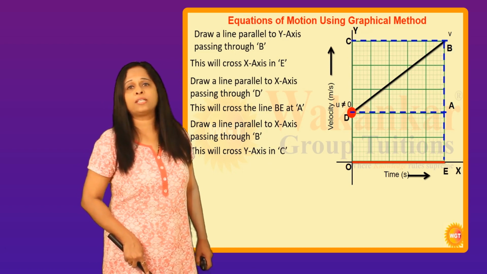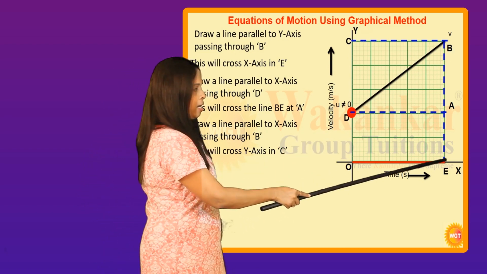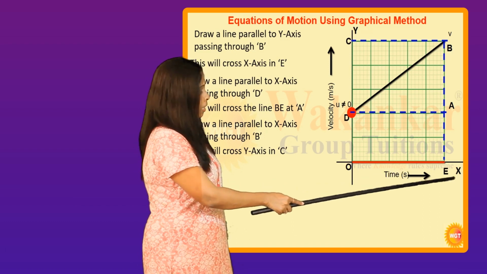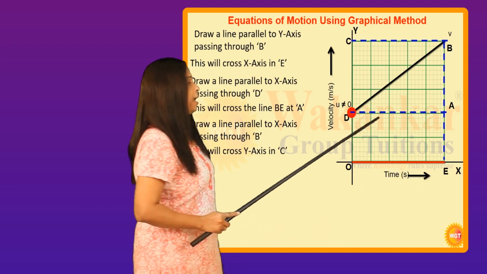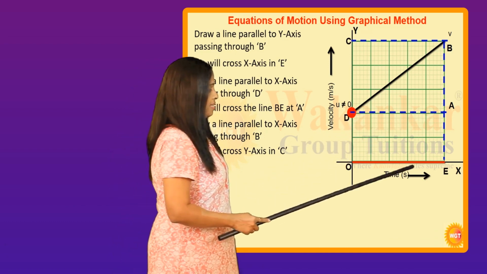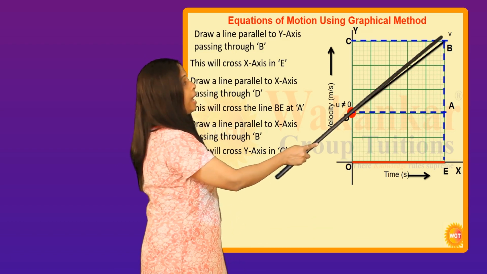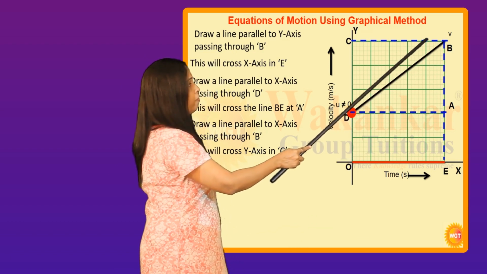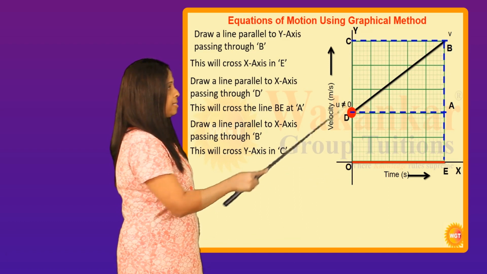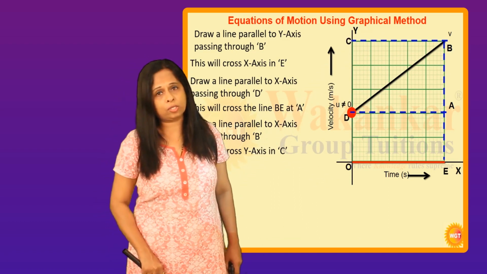Students, please remember these constructions. First, a line starting from B, parallel to the y-axis, touches at point E. Second, a line starting from point D, which is parallel to the x-axis, which touches at point A on line BE. Third, a line starting from point B, which is parallel to the x-axis, and it touches at point C on the y-axis.